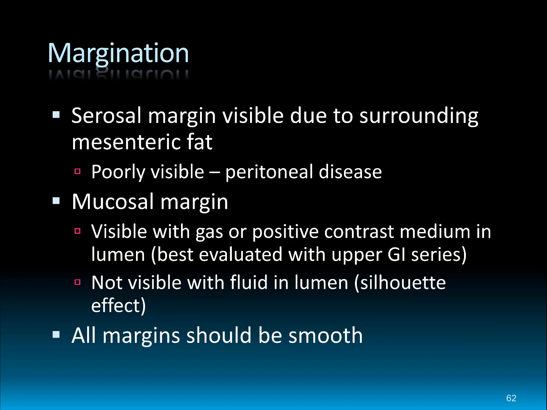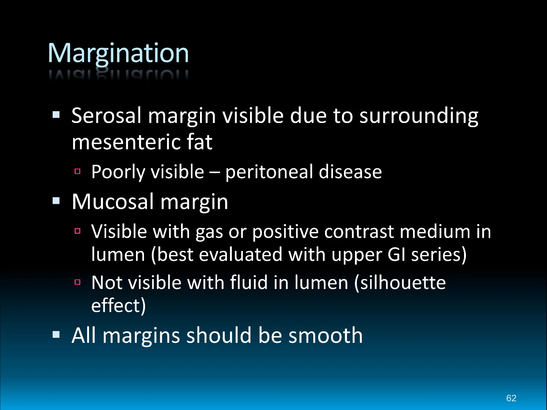We definitely want to see good sharp serosal margins because the small intestine should be surrounded by fat, and that should give us nice contrast. When we don't have that, then there's high concern for peritoneal disease, whether that's peritoneal effusion or peritonitis or carcinomatosis.